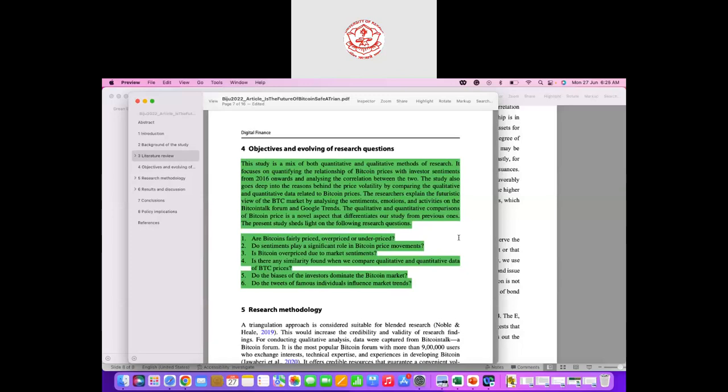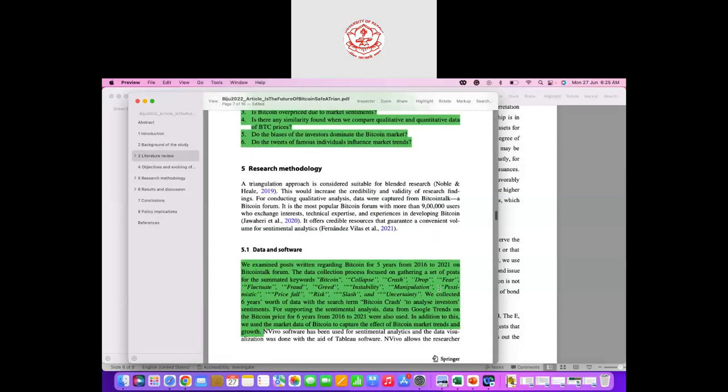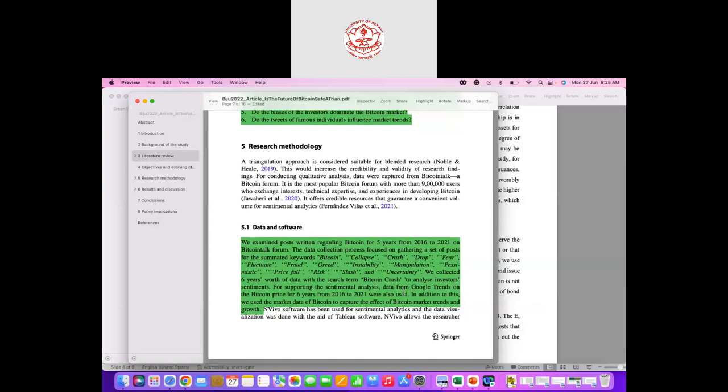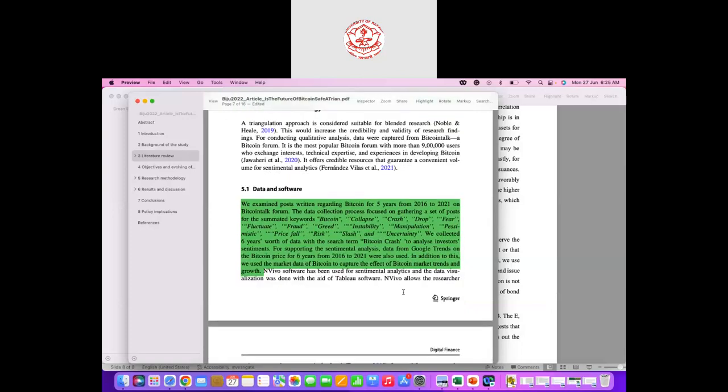So here you can see the mixture of quantitative and qualitative research questions. We have put across both quantitative and qualitative research questions. At the same time, we are using both quantitative and qualitative data sets. And in the data and software section, you can see the way in which we collect the qualitative data, and the quantitative data set sources also, and the software is also mentioned.